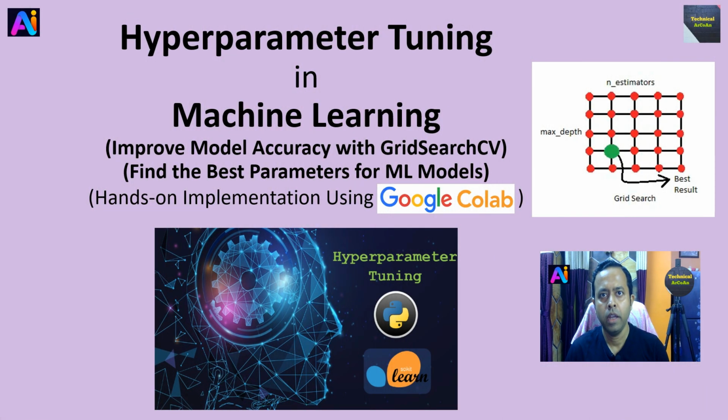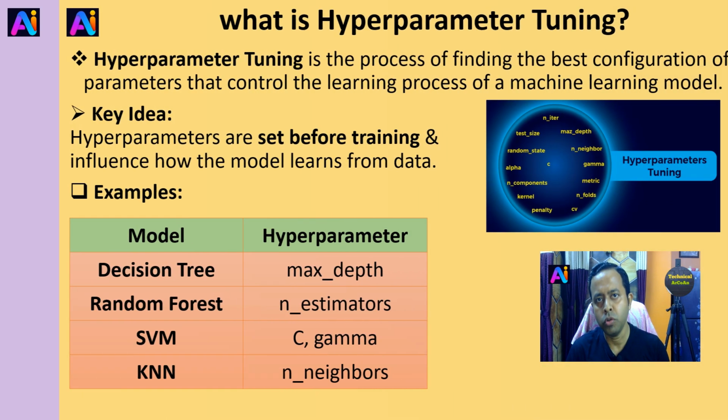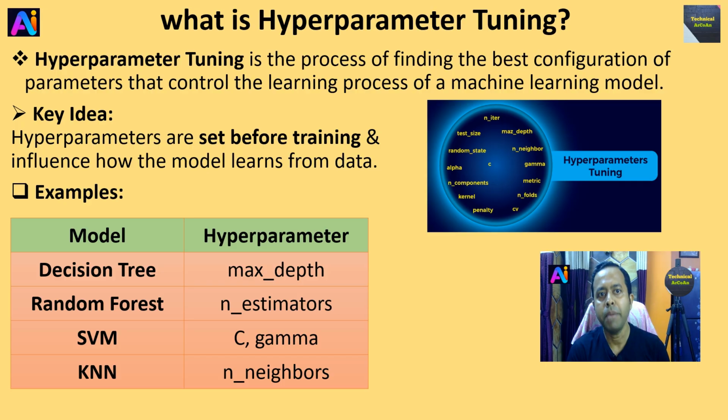Hello everyone, today we will discuss hyperparameter tuning in machine learning using GridSearchCV. Hyperparameter tuning helps us improve model performance by selecting the best parameters automatically. So at first we should know what is hyperparameter tuning. Hyperparameter tuning is the process of finding the best configuration of parameters that control the learning process of a machine learning model. Key idea: hyperparameters are set before training and influence how the model learns from data.